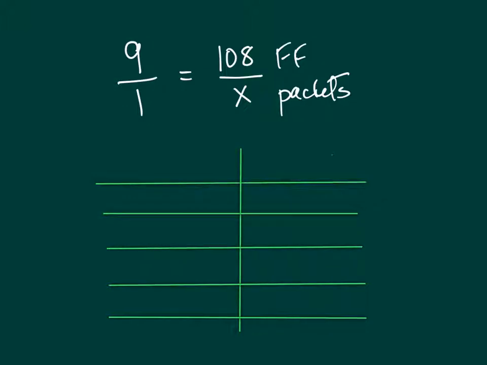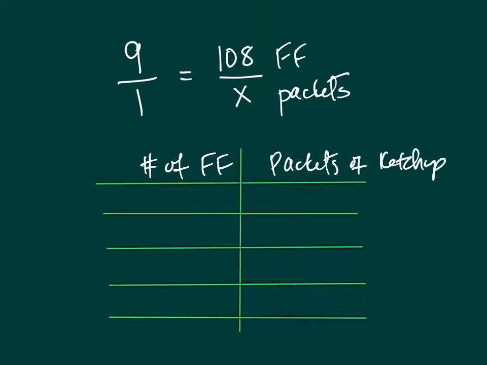Keeping in mind that we're looking for the number of packets of ketchup that Sal used with 108 French fries, we're going to look at a table. One column is going to be the number of French fries, and the other is going to be the packets of ketchup. We know that if he eats 9 French fries, he uses 1 packet. And from the problem, we also know that if he eats 18 French fries, he uses 2 packets of ketchup. So you could probably see a pattern occurring here.